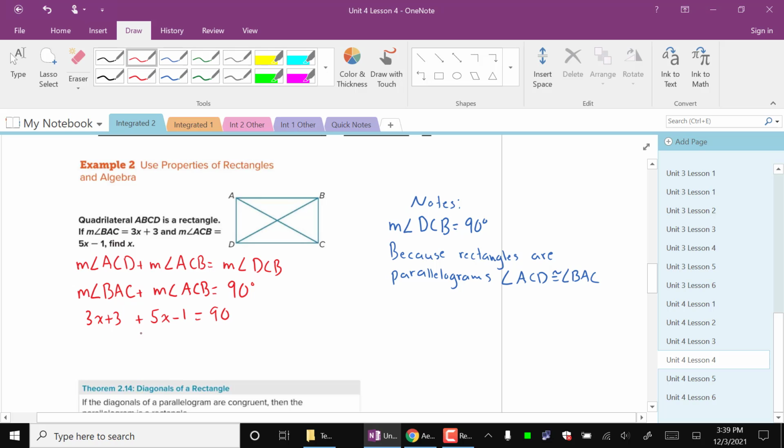Collect my like terms. So that gives me 8x plus 2 equals 90. Subtract 2 from both sides. I get 8x equals 88. Divide by 8, I get x equals 11. So it just said find x, and I did. X is equal to 11 in this case.